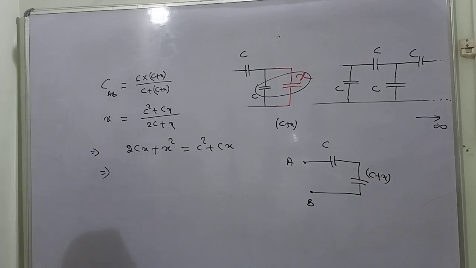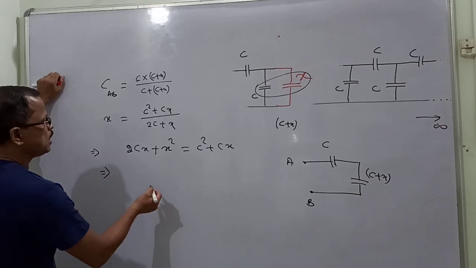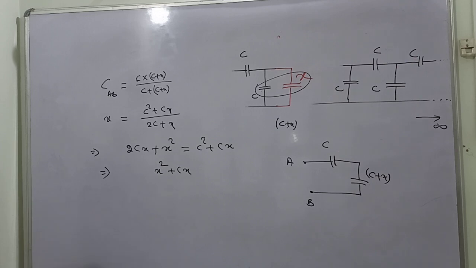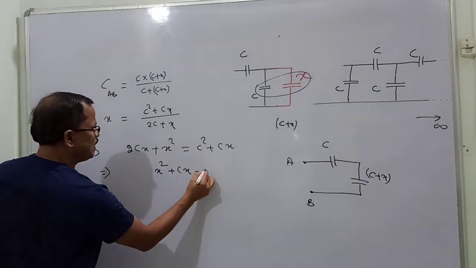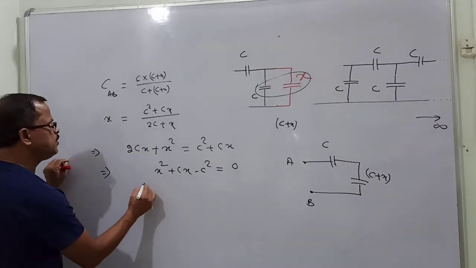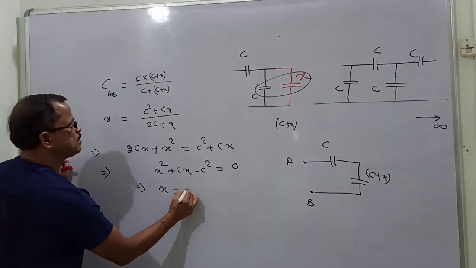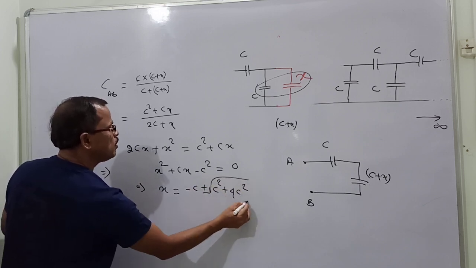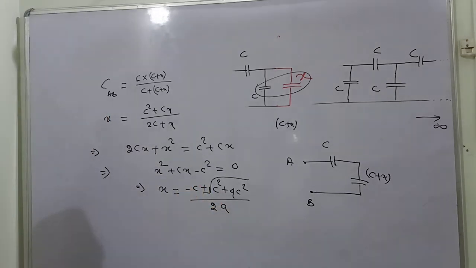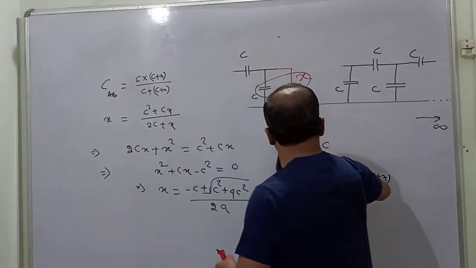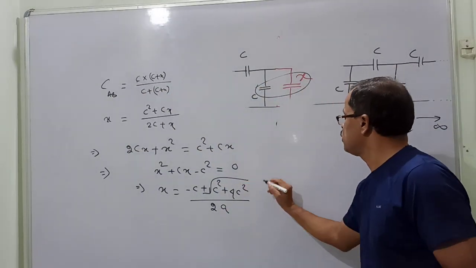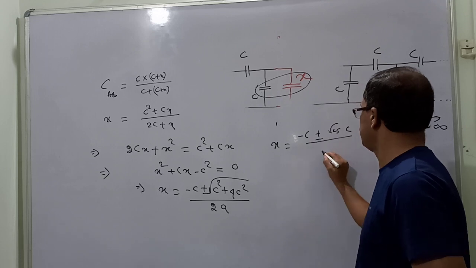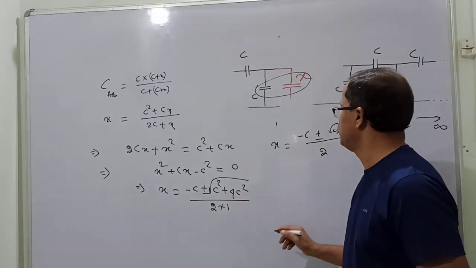Then it comes to x square plus Cx minus C square is equal to 0. If this is the case, then I can say x is equal to minus b plus or minus the square root of b square plus 4ac, divided by 2a. The last line is only the quadratic solution. So the solution for x is minus C plus or minus root 5 C, divided by 2a, where a is 1, so that is 2.